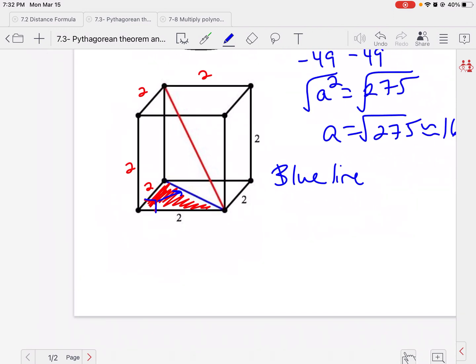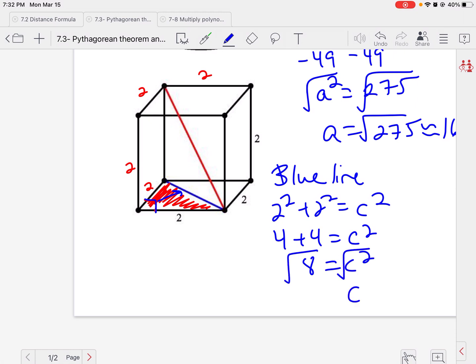So we have A and B. We have 2 squared plus 2 squared equals C squared. So we're going to have 4 plus 4 equals C squared. So we have 8 equals C squared. If we take the square root, C equals the square root of 8. So I know the blue line is the square root of 8.